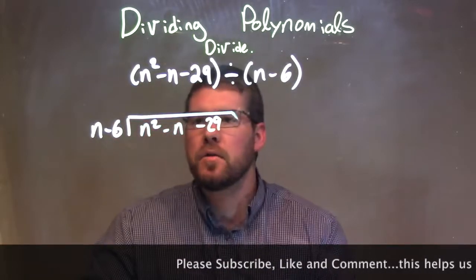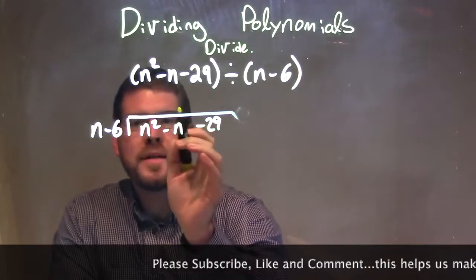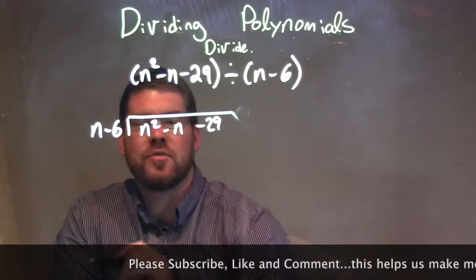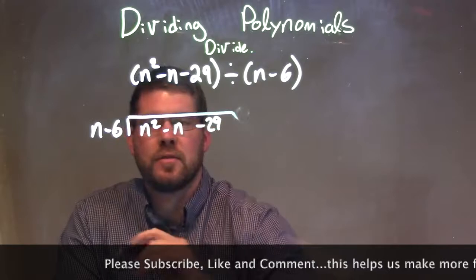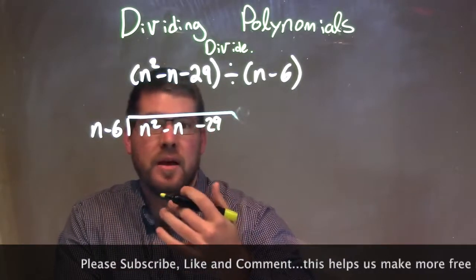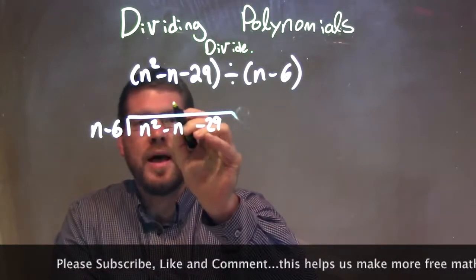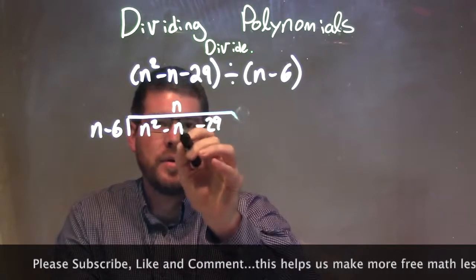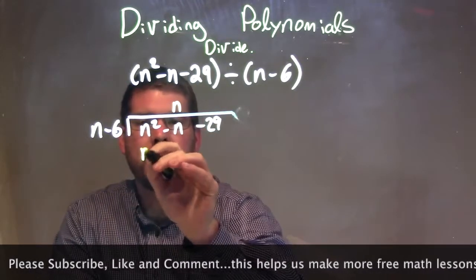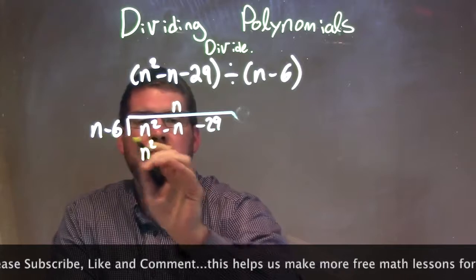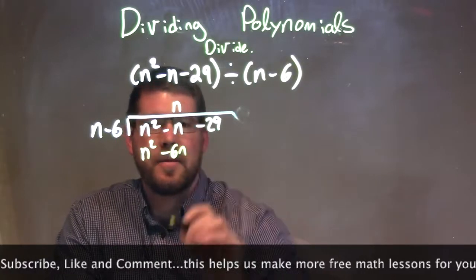Okay? So I'm going to ask the question, what times n gives me n squared? Pretty simple. That's just an n, right? N times n is n squared. So I'm going to put n over my n value right there, so keep it in line. N times n is n squared. Then n times a minus 6 is a minus 6n.